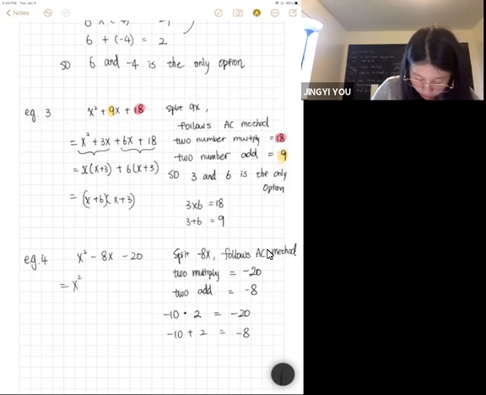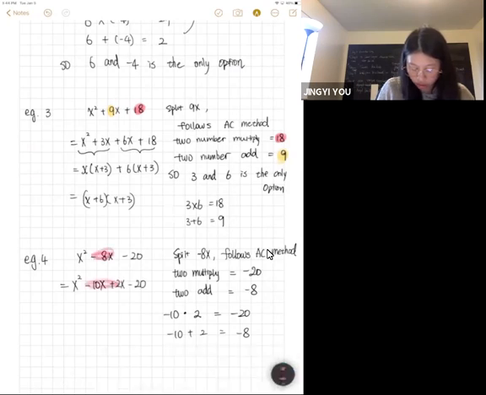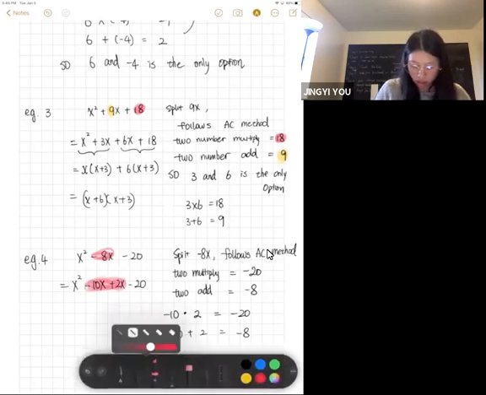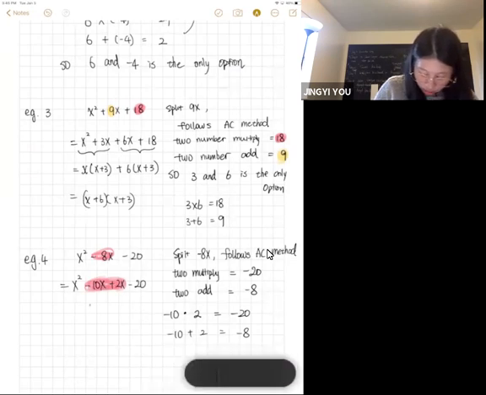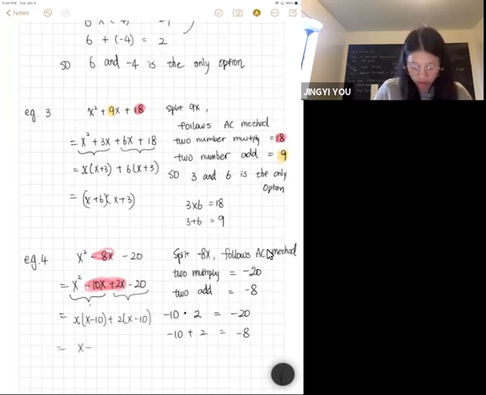So I have x squared minus 10x and then add 2x minus 20. Look, negative 8x is still equal to this part. And now we split into two groups. So I have x times x minus 10, plus 2 times x minus 10. And then x minus 10 would be the common factor. So I can continue to do it.